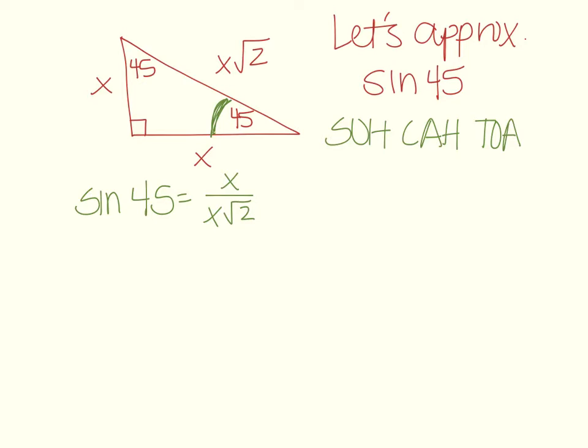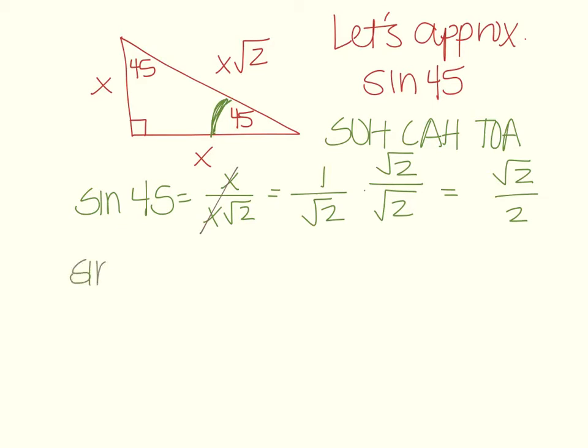Well, what do I notice? Well, I see that I have x over x, and that becomes 1, so I'm left with 1 over root 2. Now, we all know that that's bad, right? So we have to rationalize our denominator, and so we're left with the square root of 2 over 2. Okay, so that means that we think that the sine of 45 is about square root of 2 over 2.